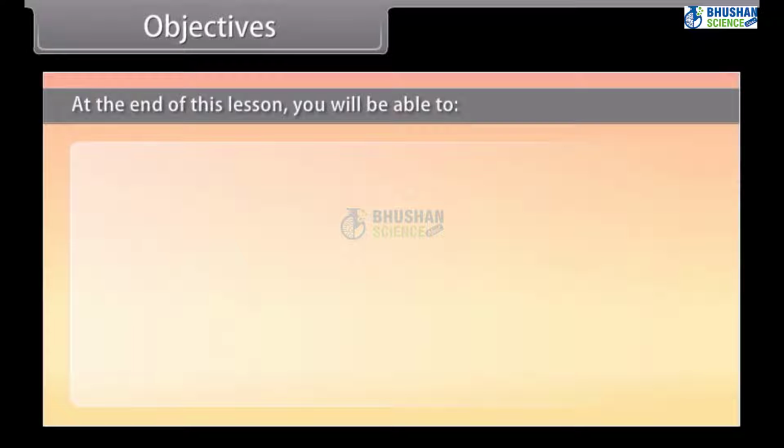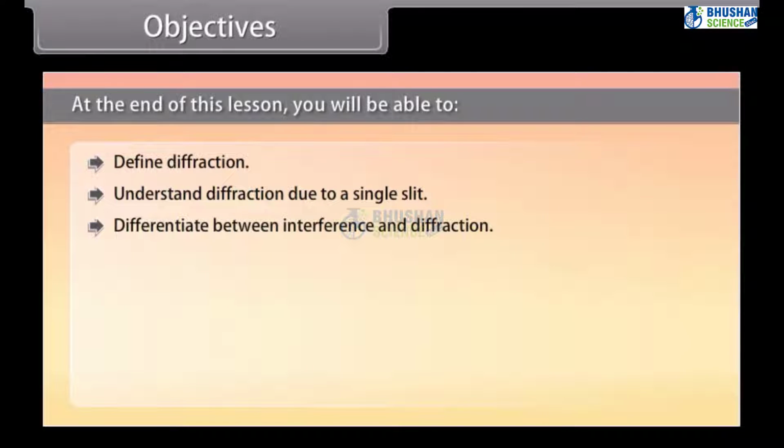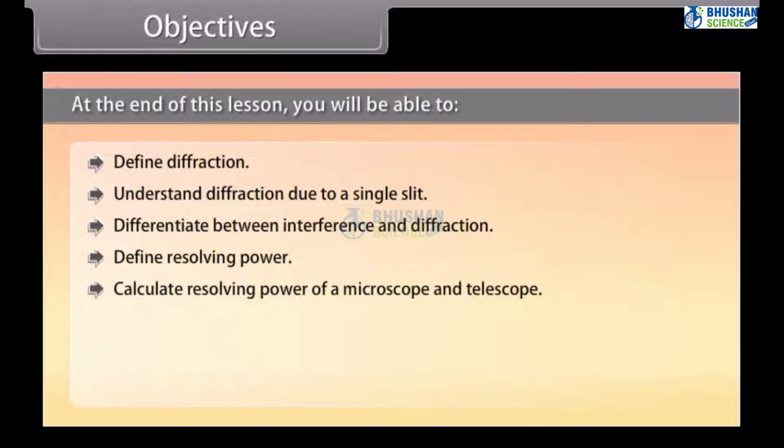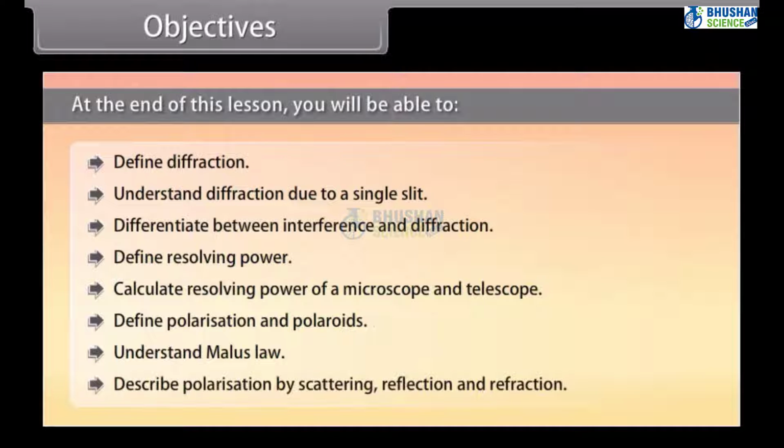Objectives. At the end of this lesson, you will be able to define diffraction, understand diffraction due to a single slit, differentiate between interference and diffraction, define resolving power, calculate resolving power of a microscope and telescope, define polarization and Polaroids, understand Malus's law, and describe polarization by scattering, reflection and refraction.